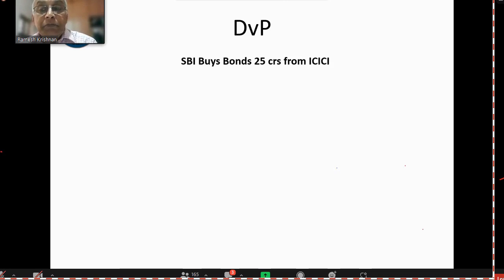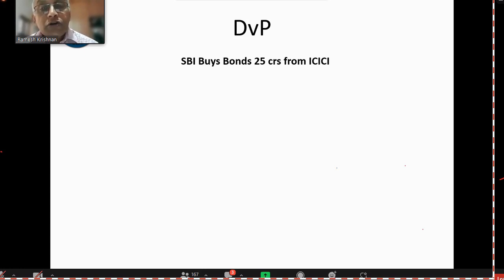Earlier, before DVP was there, what was happening was SBI buys bonds worth 25 crores from ICICI. So SBI will give an RBI check for 25 crores, which the ICICI peon will lodge in the public accounts department of RBI, on the first or second floor of a dilapidated building, the Amar building, on Shahid Bhagat Singh Marg Road in Bombay.